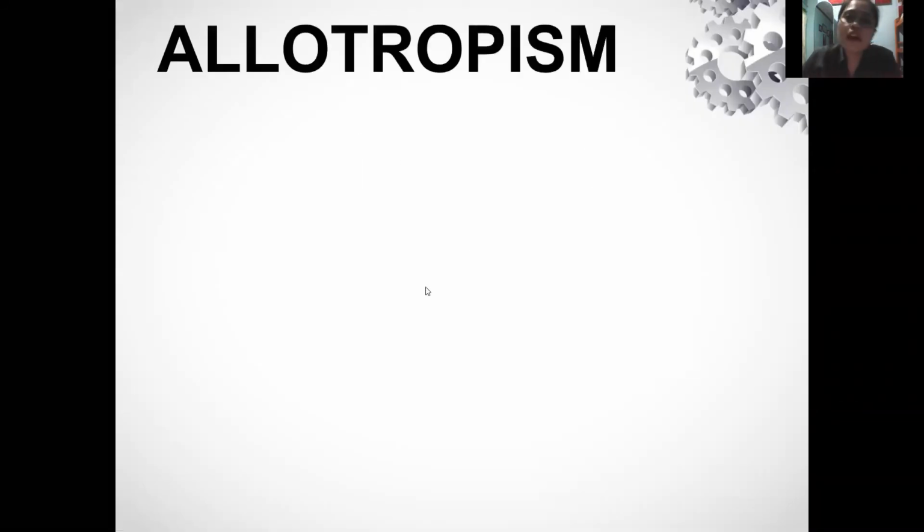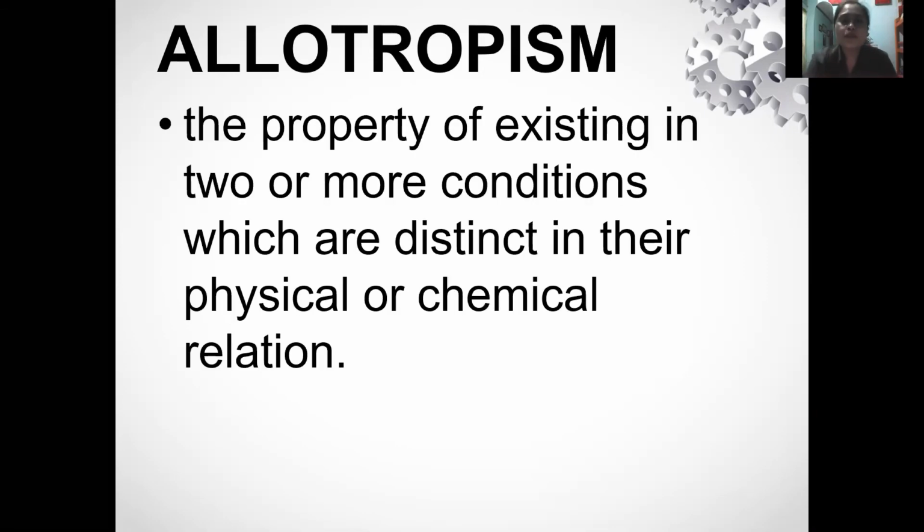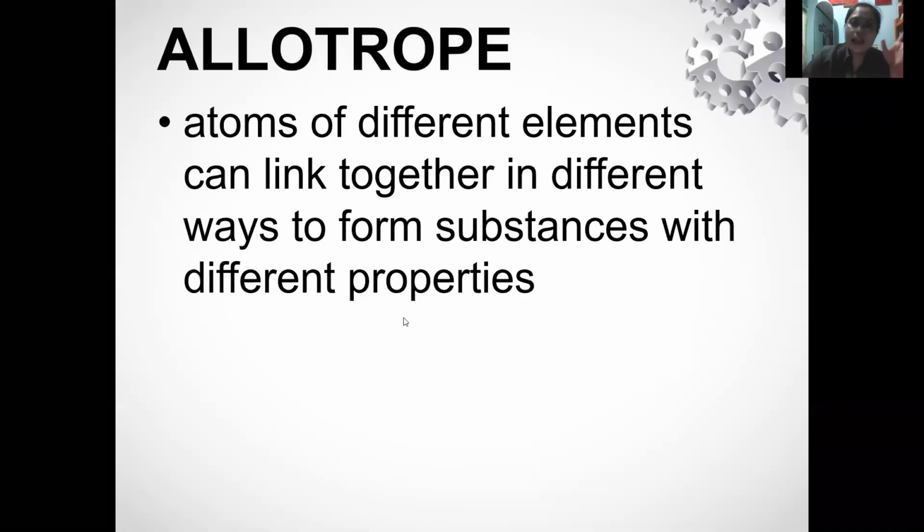Next, let's move on sa allotropism. Ito naman, iba ito sa isotopes ha. When you say allotropism, ito naman yung property ng ating substance to exist in 2 or more conditions na magkaiba yung physical or chemical relation. Ang tawag natin sa substance na yan ay allotropes.